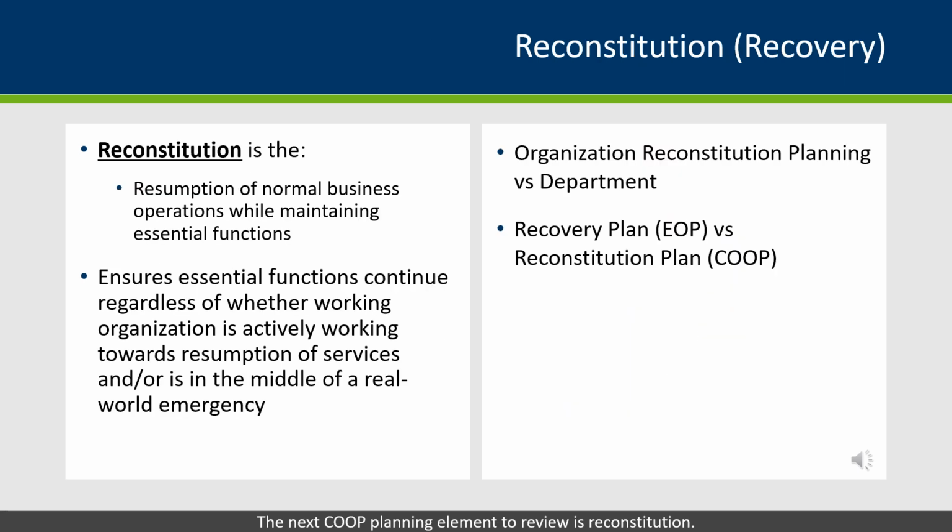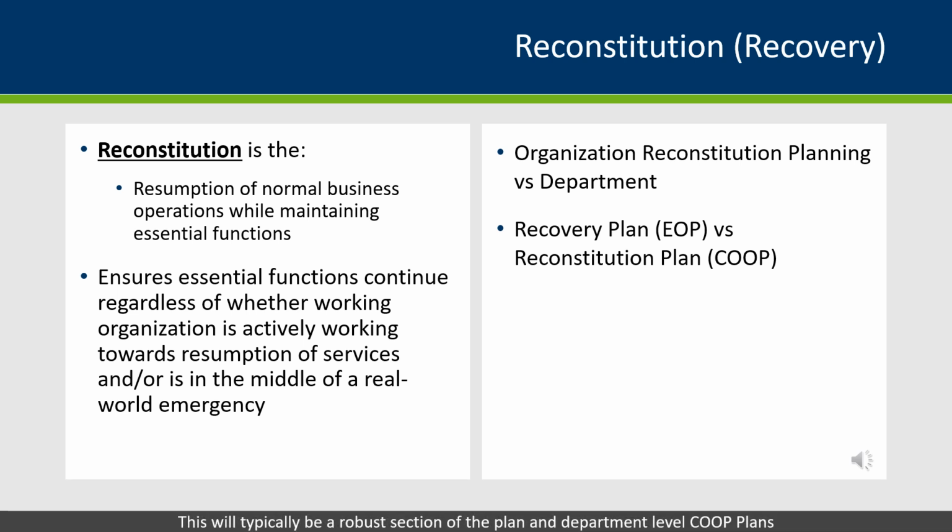The next COOP planning element to review is Reconstitution. Reconstitution is the plan for resuming normal business operations while maintaining essential functions. The overall objective remains to ensure essential functions continue, regardless of whether an organization is working towards resuming services or is in the middle of a real-world emergency. This section of the COOP plan should identify when and how a return to normal business operations would take place as a result of a continuity incident, and how paused services or non-essential functions will be resumed.